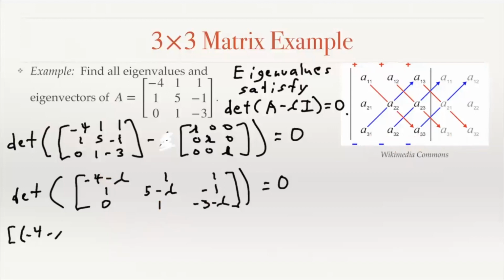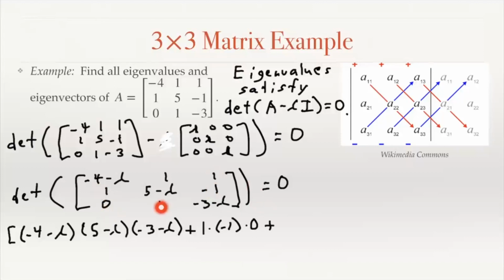We take the sum of the products of the diagonals. Okay, so here's that main diagonal. The next diagonal goes 1, minus 1, and then it loops around back to 0. So plus 1 times minus 1 times 0. The next diagonal goes 1, and then it loops around to 1 and 1. Remember, taking the diagonals, it just loops around. So 1, 1, 1 is the next diagonal.